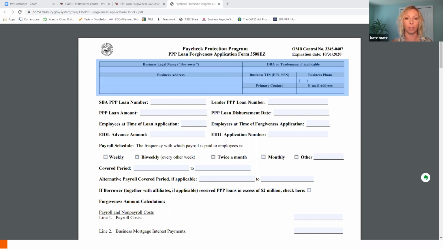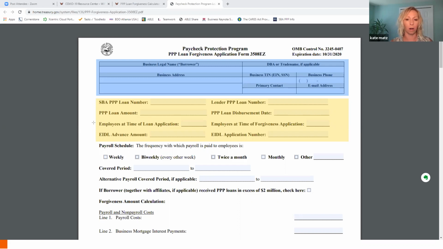The next section then is just some general information about the loans that you received as part of the CARES Act. So you'll have a PPP loan number from the SBA that you'll plug in. You'll also have one from your lender that you'll plug in, the amount, the date, the employees, and then if you got anything from the EIDL. So the EIDL, that was that disaster loan that also has a bit of an impact as far as the PPP forgiveness. So you plug all that information in. If you don't have it handy, go back, talk to your lender, they'll have that for you.